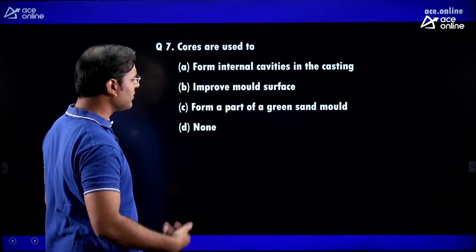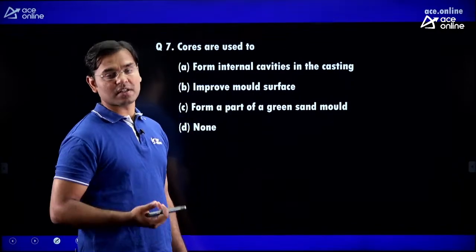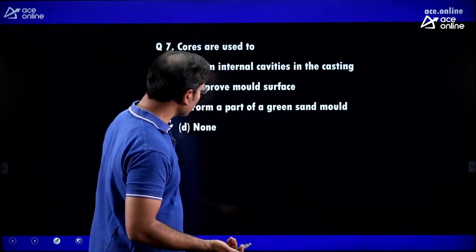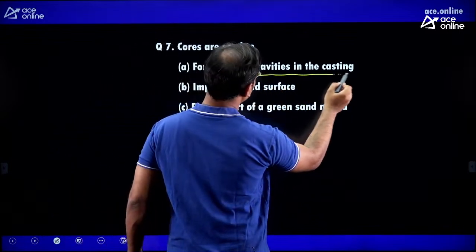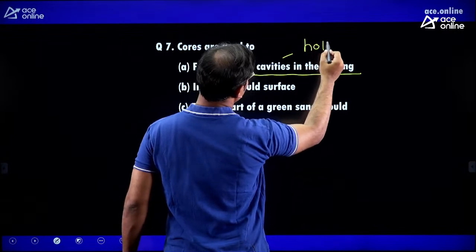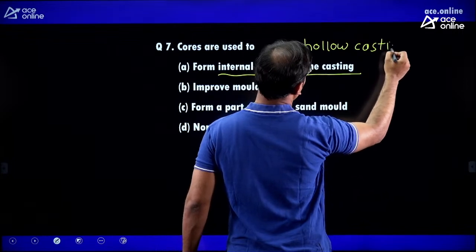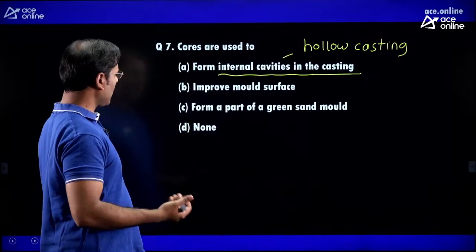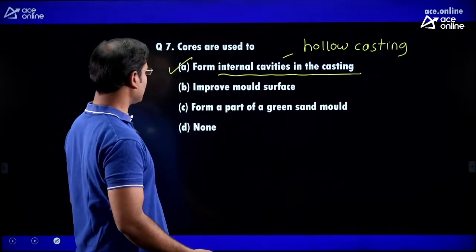Cores are used to, why are we using the cores? We are using the cores for producing hollow casting. Yes, then what are the options? Form internal cavities in the casting. Yes, internal cavities means what? We can use the other word, hollow casting. Hollow casting we can produce. Then cores are used to form internal cavities in the casting, which means hollow casting it can produce.